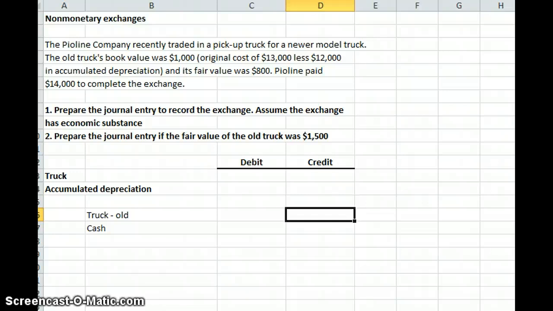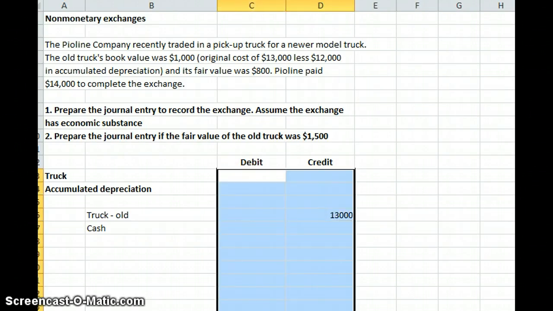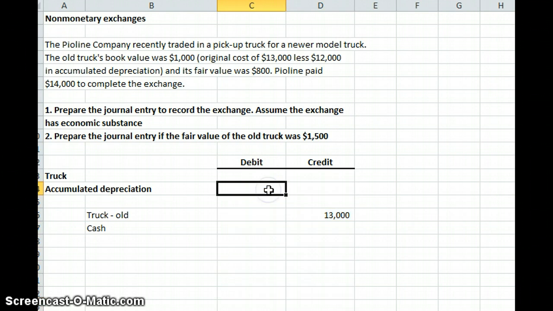We have an original cost of $13,000, so we're going to credit $13,000 to get rid of that old asset off of the books. We also need to get rid of our accumulated depreciation, which had a balance of $12,000. That normally, of course, has a credit balance, so it now has a debit balance. Okay, so we've cleared that out, so that means we've got $1,000 left, right? Okay, so we're going to have a loss. So how we handle that loss is what we're going to calculate next here.